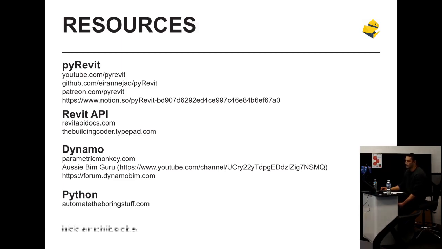And then finally, the way I started using pyRevit was just converting existing Dynamo scripts that I found on the internet. Parametric Monkey and Aussie BIM Guru do a great job of giving advice, as well as the Dynamo BIM forum. And then finally, for Python itself, Automate the Boring Stuff, I think, is a perfect starting point if you want to learn Python. That's why I learned it myself. It doesn't go into too much detail, but I think it's just enough to get started. And that's it. Thank you for your time.